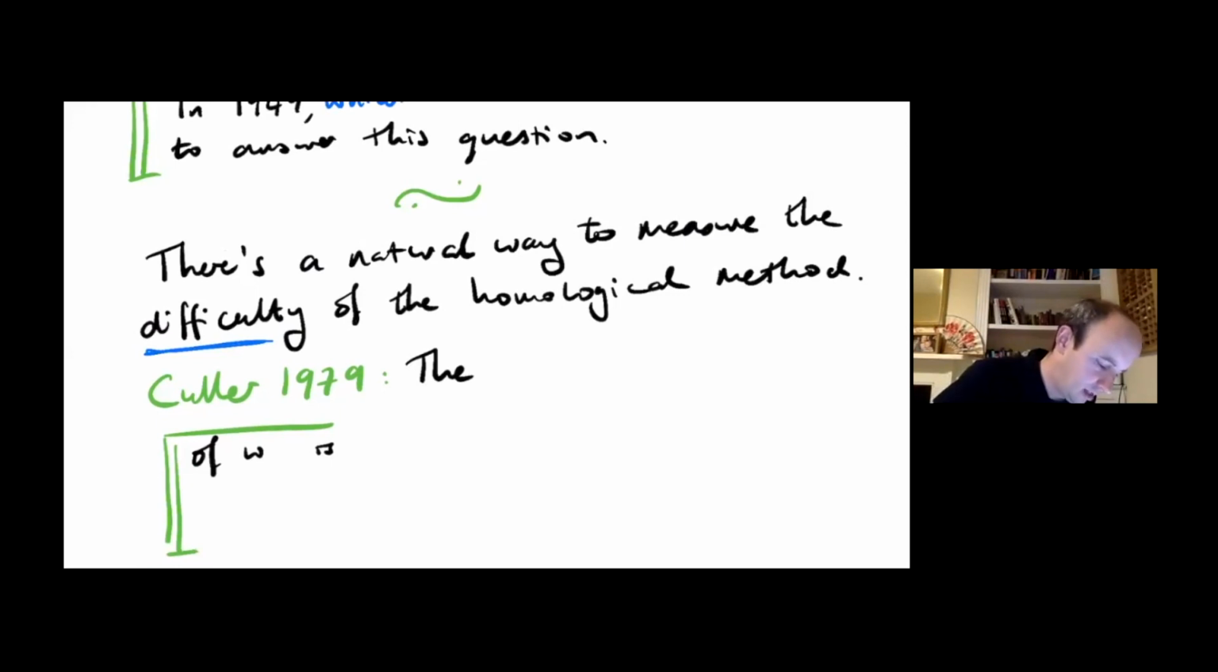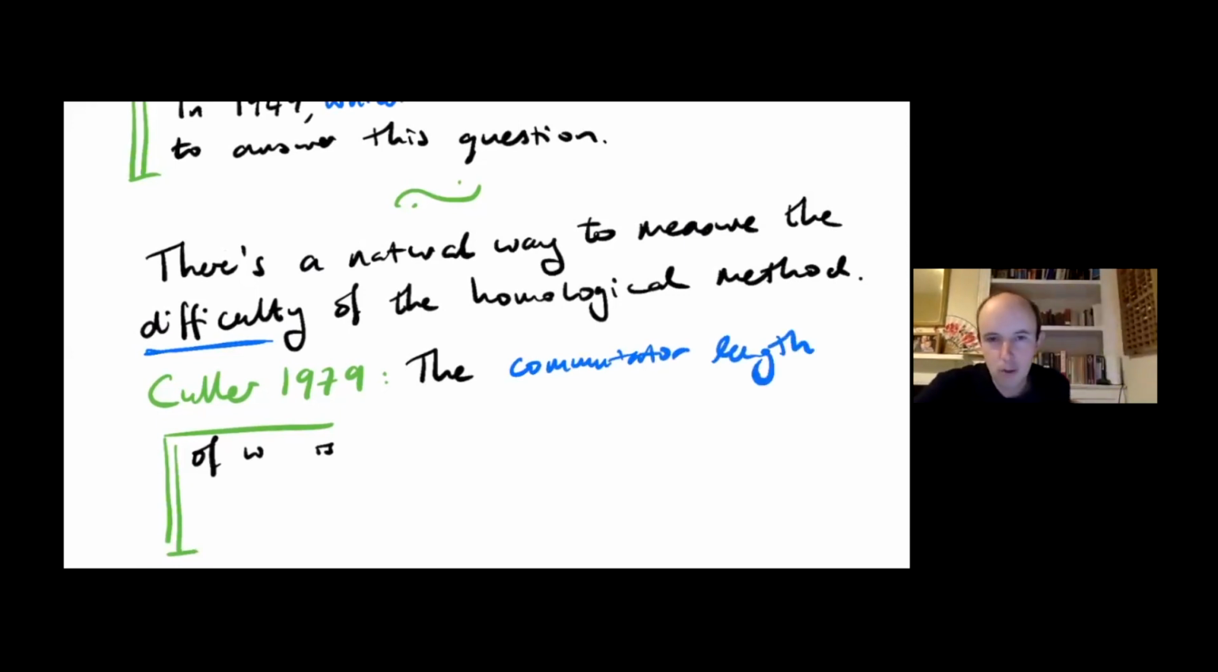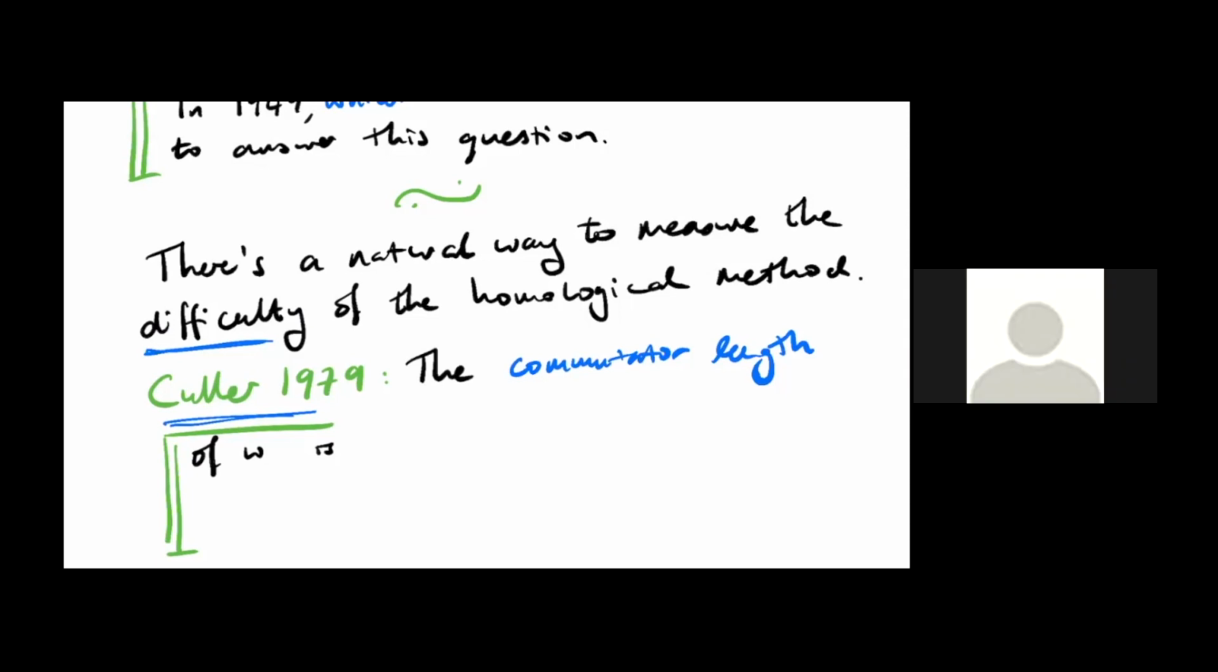And this is measured by something called the commutator length, which is quite a well-known invariant that I'll just describe quickly. I've attributed it to Culler in 1979, although actually it was definitely studied before then, but in Culler's thesis in 1979, he proved some very nice theorems about it. So his is the name I'm going to mention now when talking about that.